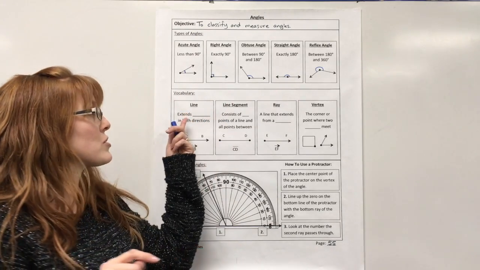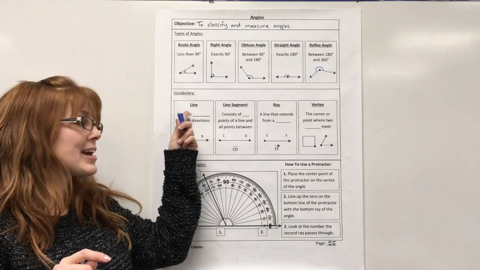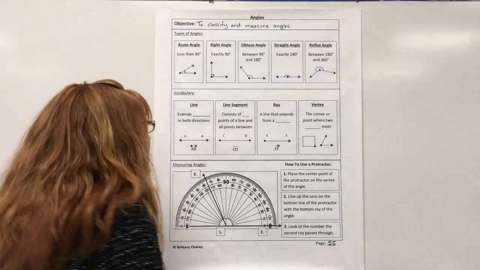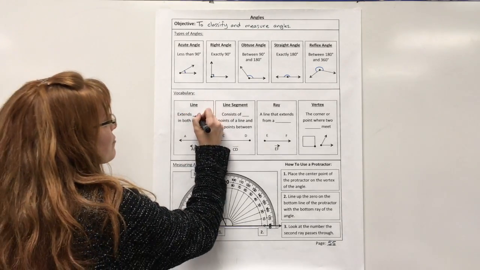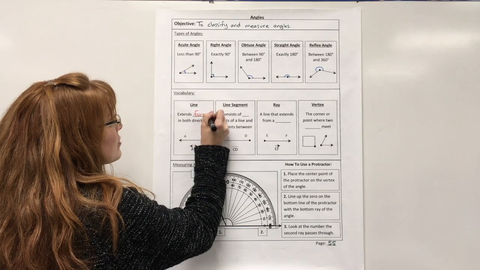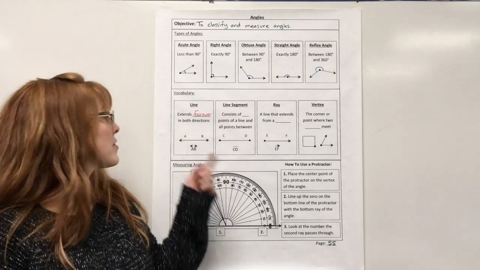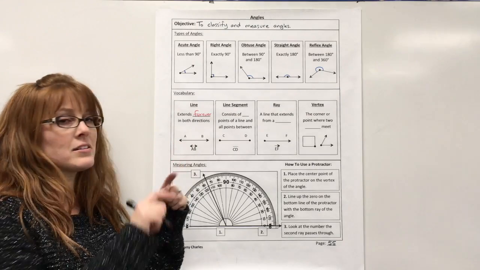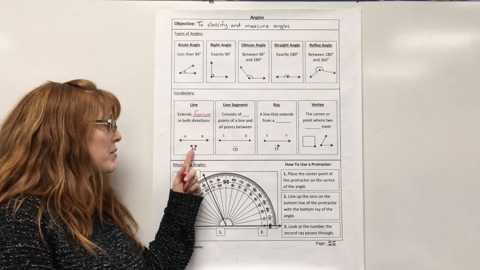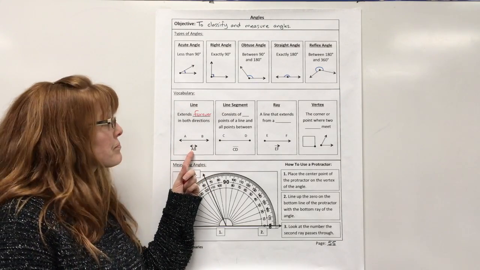Okay, so then just some vocabulary. We have a line, and a line extends forever in both directions. And that's why you have arrows at the end of the line. Okay, and this is an example of how one might be written.